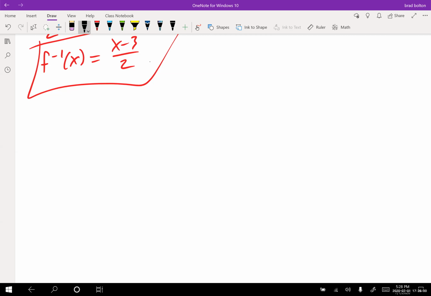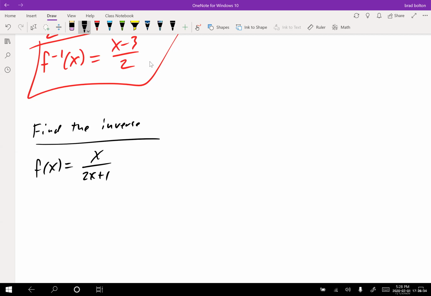So let me give you guys one more. Let's see here if I have another one. Whoa, this one looks pretty bad. Let me see if I want to do this one. Okay, so let's try this one. So find the inverse. So let's say that we have f of x equals x over 2x plus 1. I have a bad feeling about this.